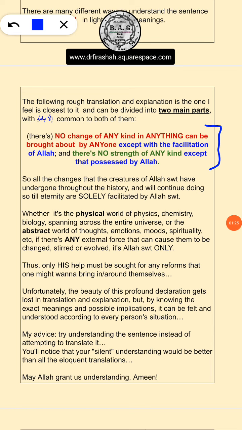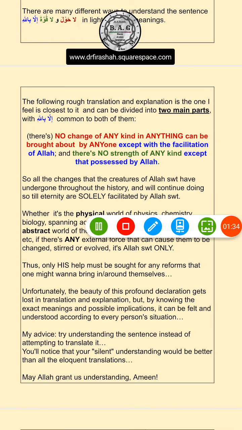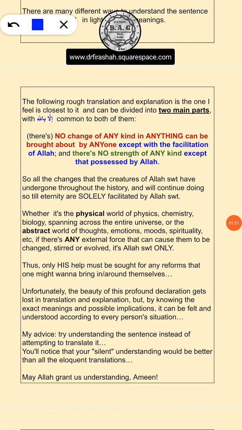Let's see what it is. This illa billah is actually common to both the parts. There are two parts of this statement. You've got the part of la hawla, then you've got the second part of wala quwwata, and then you've got the third part, illa billah. This illa billah is actually common to the first part and the second part as well. So it's actually la hawla illa billahi, and then wala quwwata illa billahi. Of course you're going to mention it just once, because that's what eloquent languages do.